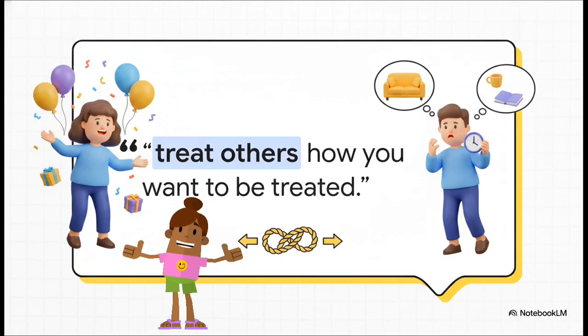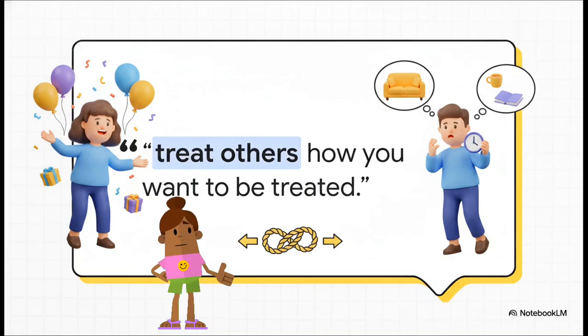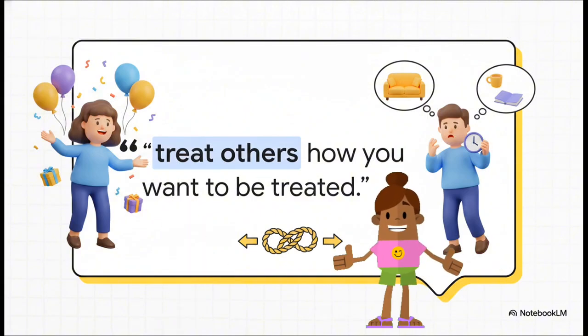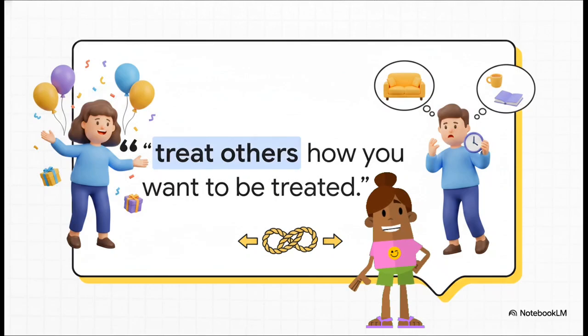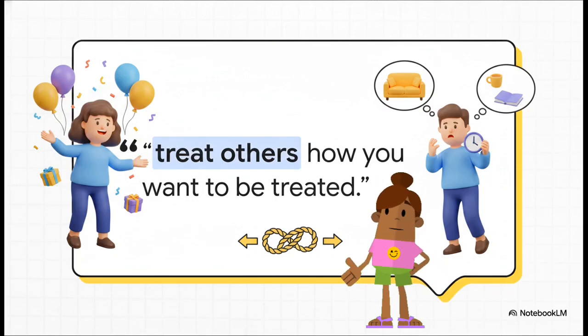For instance, if you personally love being surrounded by people, you might throw your friend a surprise party thinking, hey, that's what I would want. But if that friend just really needed to go home at 9:30 p.m. to decompress, you might mistake their early exit as a personal rejection. You're treating them how you want to be treated, but you're totally ignoring how they need to be treated.